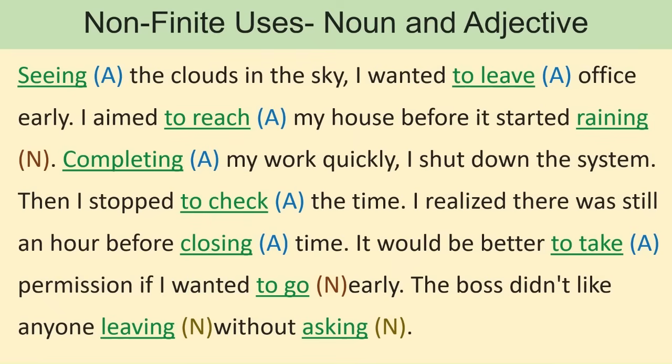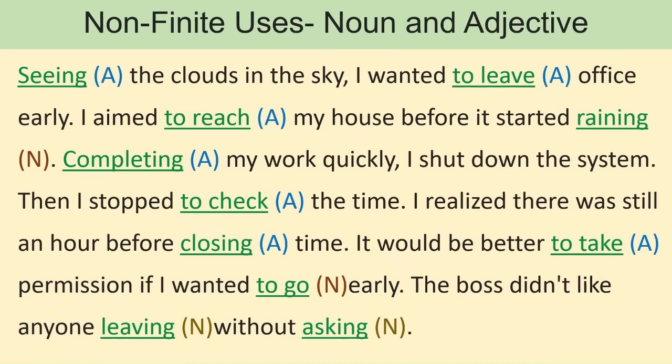Seeing the clouds in the sky, I wanted to leave office early. I aimed to reach my house before it started raining. Completing my work quickly, I shut down the system. Then I stopped to check the time. I realized there was still an hour before closing time. It would be better to take permission if I wanted to go early. The boss didn't like anyone leaving without asking.